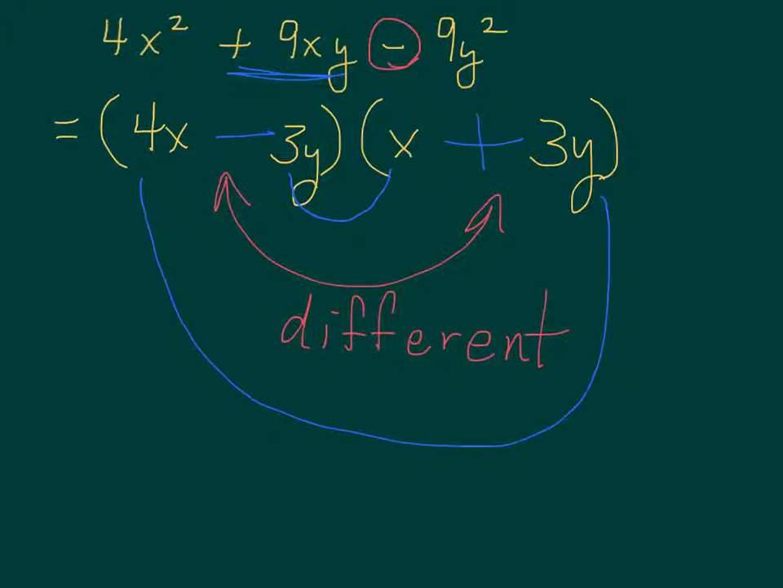Factorization is unique. So there's only one correct way to factor. Now, the order of the two sets of parentheses can be changed, and that answer is still correct. So if we had written x plus 3y times 4x minus 3y, that would have been perfectly acceptable as well.